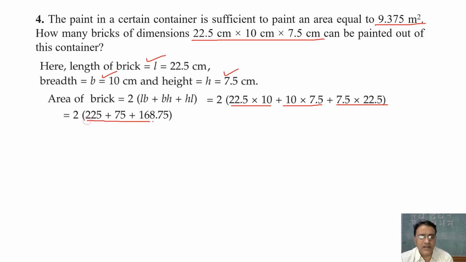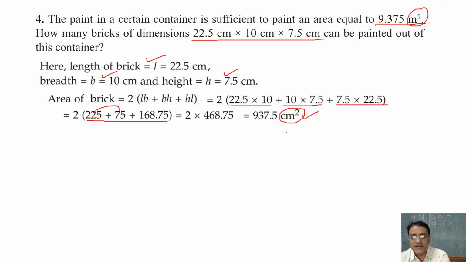अब ये तीनों को ऐड करके into 2 करेंगे. देखो ये दोनों 300 हो गया. 300 means 468.75 into 2. So we'll get 937.5 centimeter square. But यहाँ पे मीटर स्क्वायर है. हाउ विल यू कन्वर्ट सेंटीमीटर स्क्वायर टू मीटर स्क्वायर?